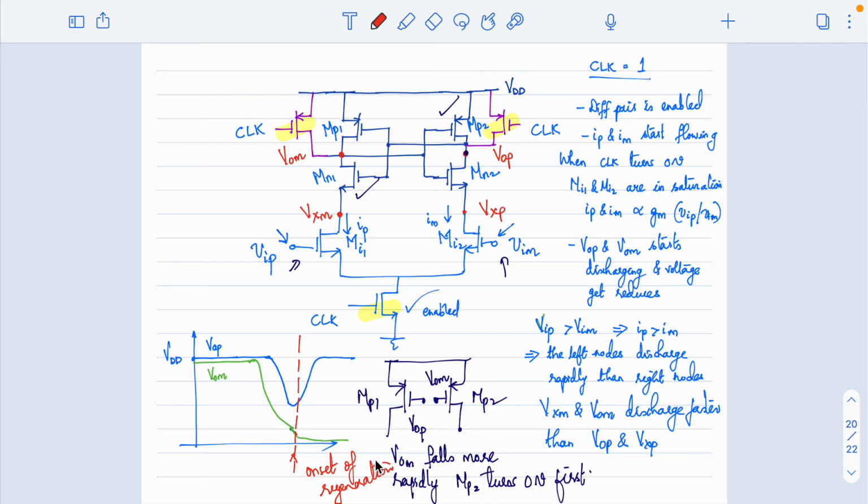Now, can you tell me where is the sampling instant? If you remember, in the previous latch, we specifically mentioned the sampling instant. The sampling instant is the specific voltage which is taken and which is regenerated, right? Can you tell me what is the sampling instant in this case?